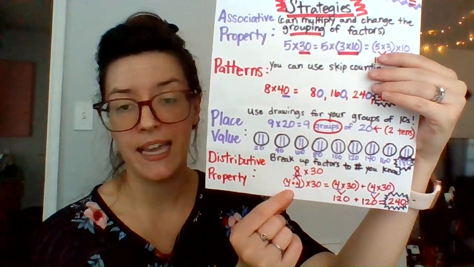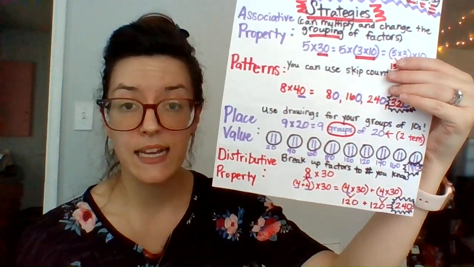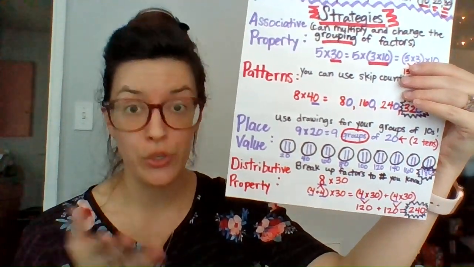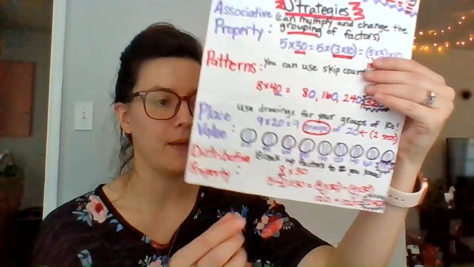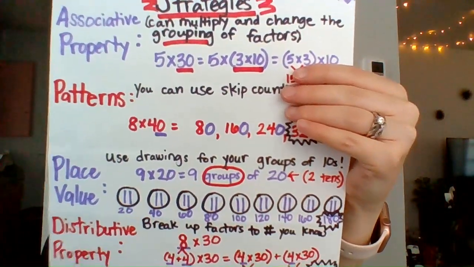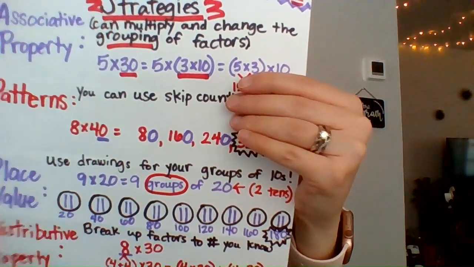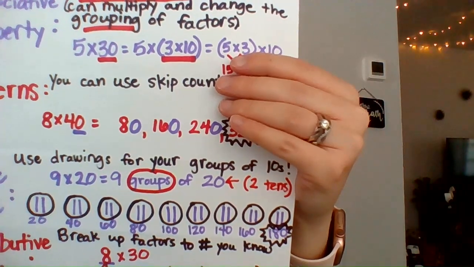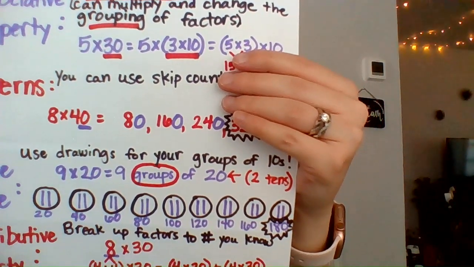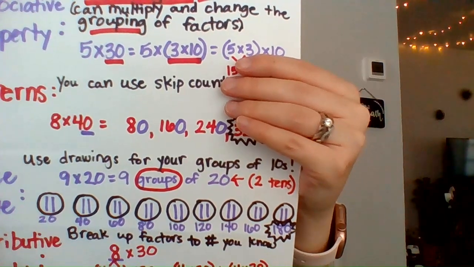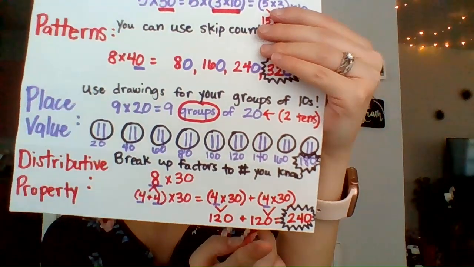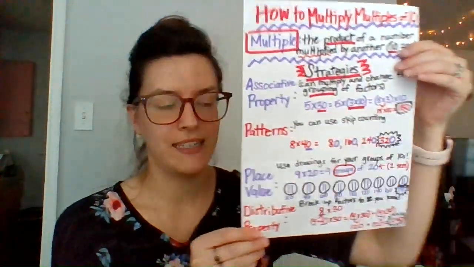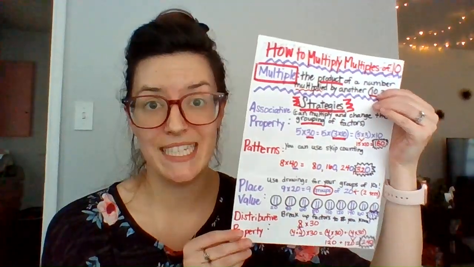If I wanted to break that 8 into 1 and 7, 2 and 6, 5 and 3, remember you break it into the numbers that you know your multiples of, that you can multiply by easily. So I broke up my 8 into 4 plus 4, and then I finished writing out my distributive property sentence. So I've got 4 times 30 plus 4 times 30, and then I found my answer down there. My products, 120 plus 120 equals 240. Boom, baby.